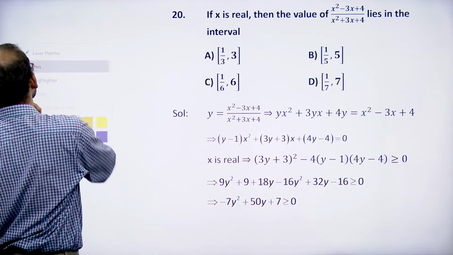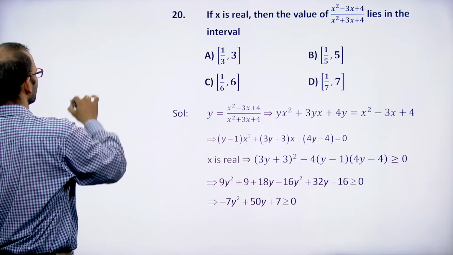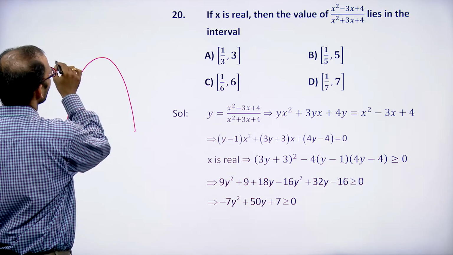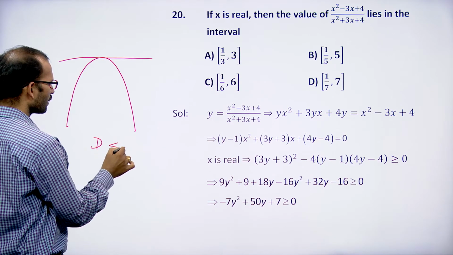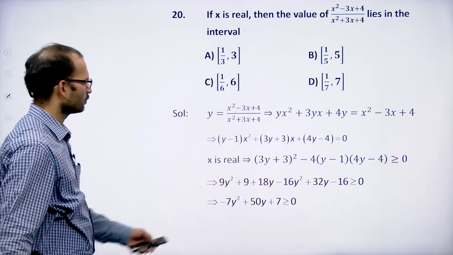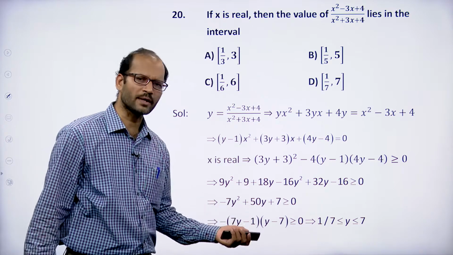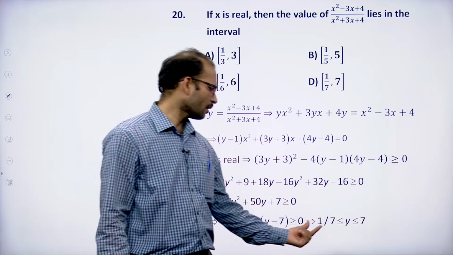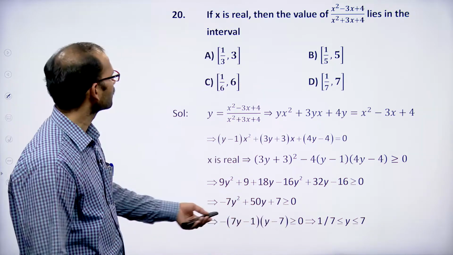So the graph of the expression will be like this, and equality is also there, therefore the graph will be like this. So, what is the discriminant? Discriminant is greater than 0. Okay, here that discriminant value is not required, we are just solving this inequality for the values of y. So, y lies between 1 by 7 and 7, because this is a quadratic inequality, we know how to solve the inequality by factorizing, that is it.